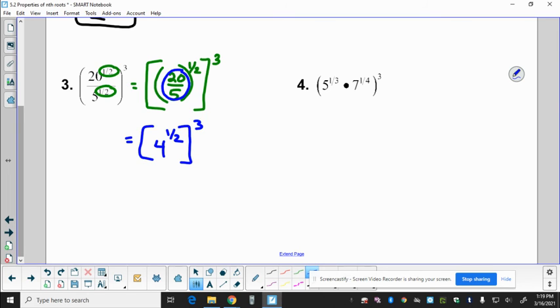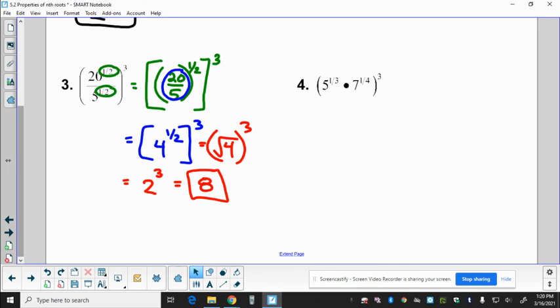And if you remember, the 1/2 power is a square root, isn't it? So this is actually the square root of 4 to the 3rd power. And that would be 2 to the 3rd power, which is 8. Okay, so now look, you could take a different route to get to that answer, but that's one way to do it. Let's go to number 4.